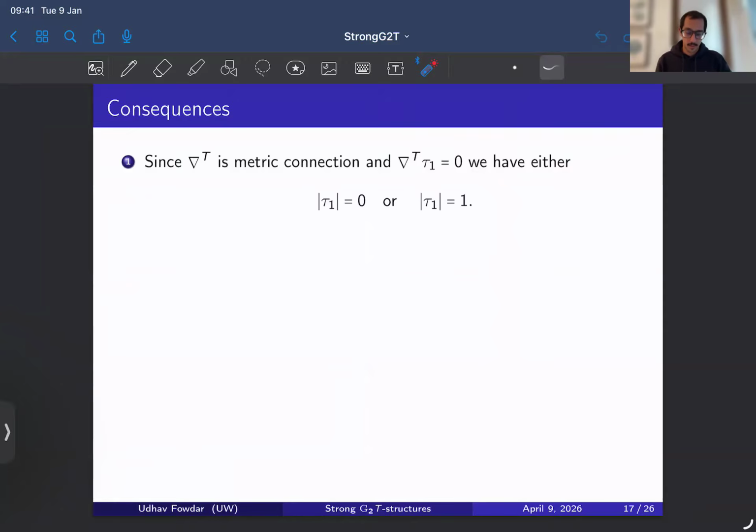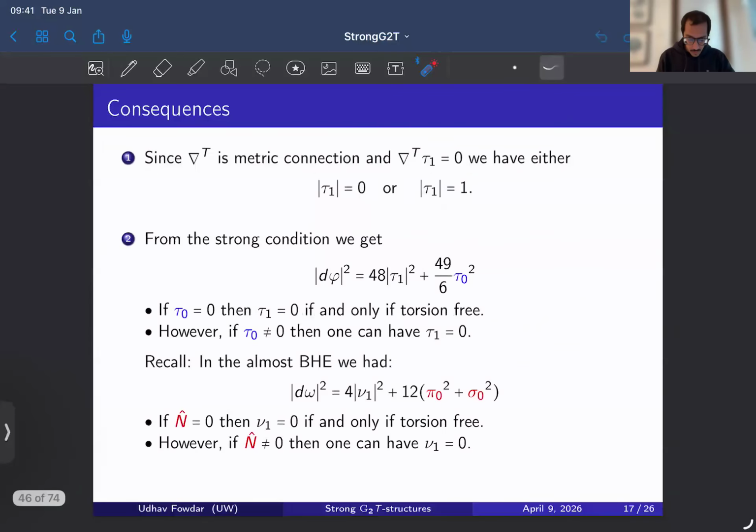Okay. So as before, you get the same result as in the SU3 case. Because assuming that the Ricci of the characteristic connection vanishes, then the Lee form would have to be parallel. So again, there's a dichotomy. The Lee form has to have constant size, so it's either 0, or by normalizing, it has constant size 1. From the strong condition, you find out that the failure of the manifold being closed, so in particular torsion-free in this case, is given by the Lee form and the norm square of tau naught.